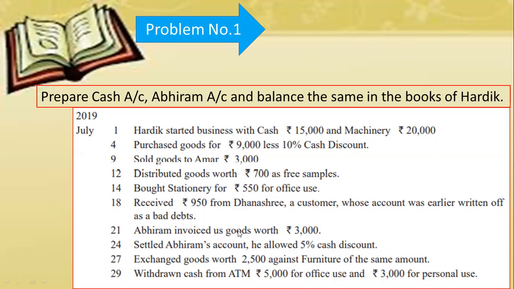Abhiram invoiced us goods worth rupees 3,000. Settled Abhiram's account, he allowed 5% cash discount. Exchanged goods worth rupees 2,500 against furniture of the same amount. Withdrew cash from ATM, rupees 5,000 for office use and rupees 3,000 for personal use. Adverting to the solution of the example.